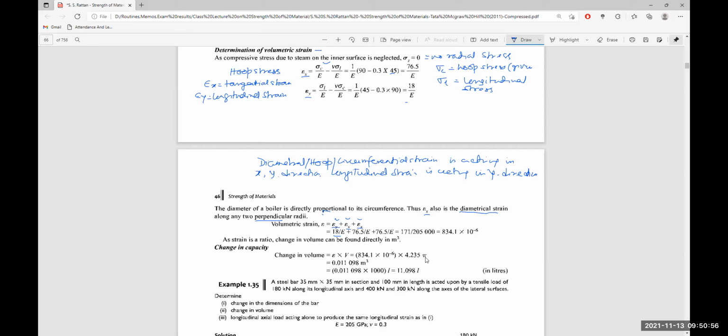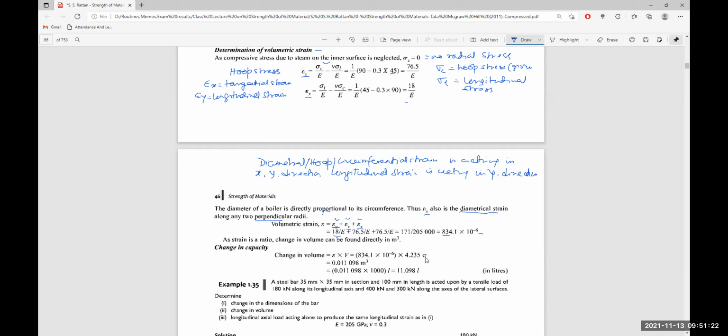Now, we put the value of epsilon y divided by E plus epsilon x plus epsilon x itself. If we simplify again and put in the value of E, we will have the volumetric strain as 834.1 multiplied by 10 to the power minus 6 strain.